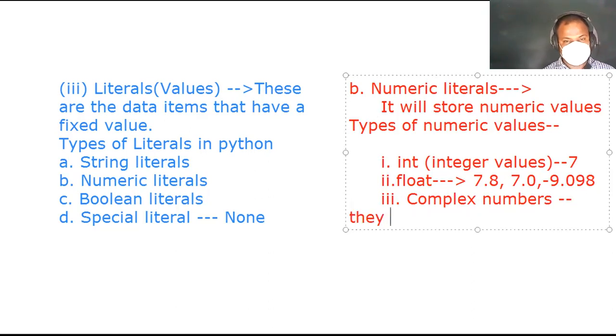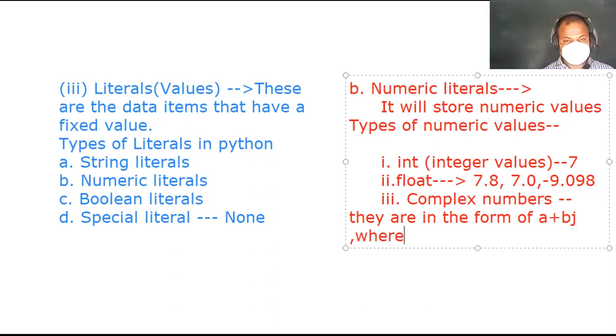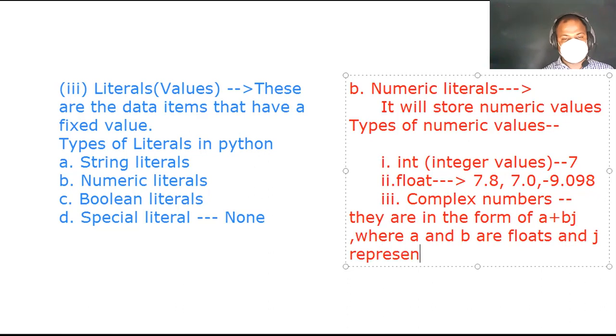They are in the form of a plus bj, where a and b are floats, and j represents the imaginary part. Okay, so I think this numeric literal is over.